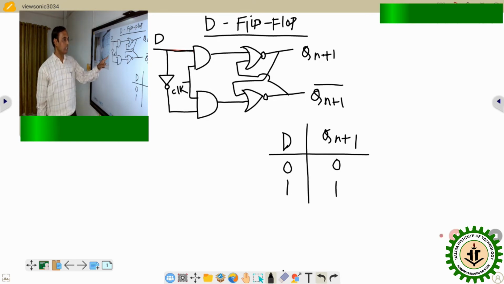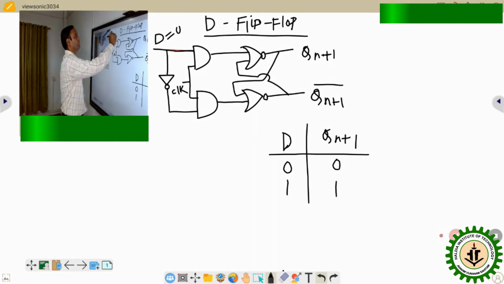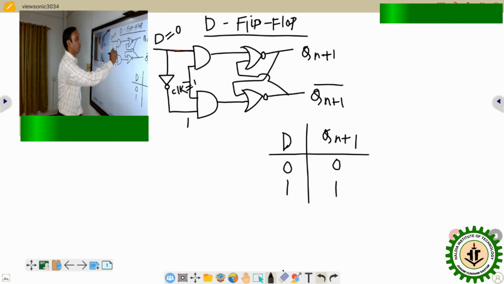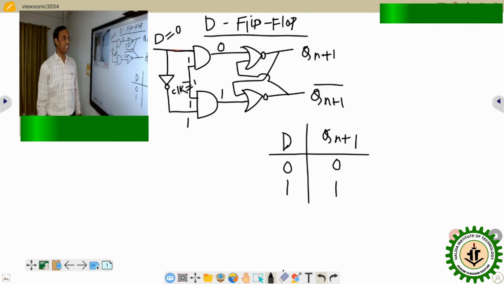So if clock value equals to 1, and we are considering D equals to 0. D equals to 0 means this value will be 1. Now this value equals to 1 and the clock value equals to 1. So this is 1, this is 1. So that means 1 0, that will be 0, that will be 1. So that will be 0, that will be 1. For that case, what will happen?